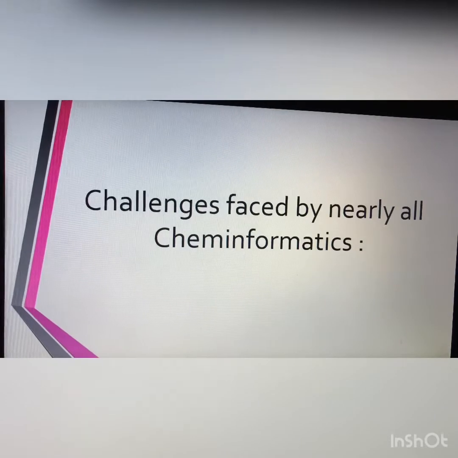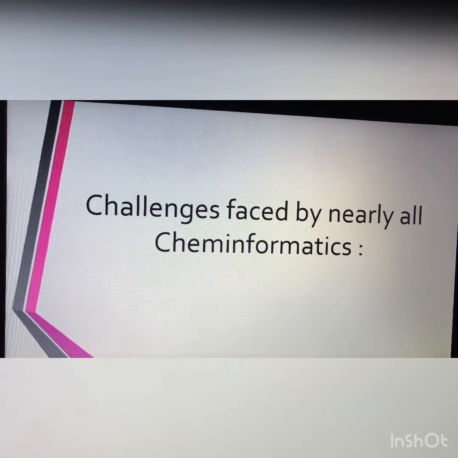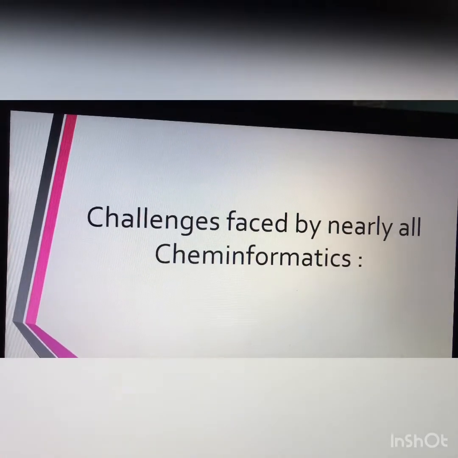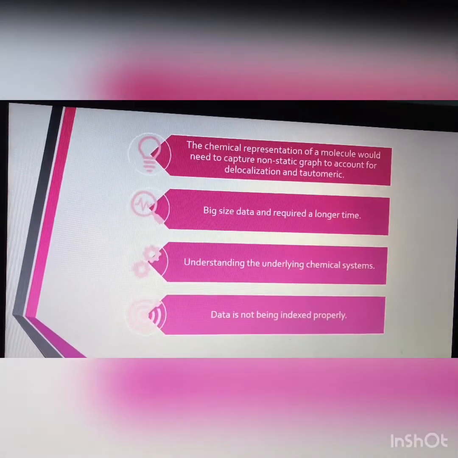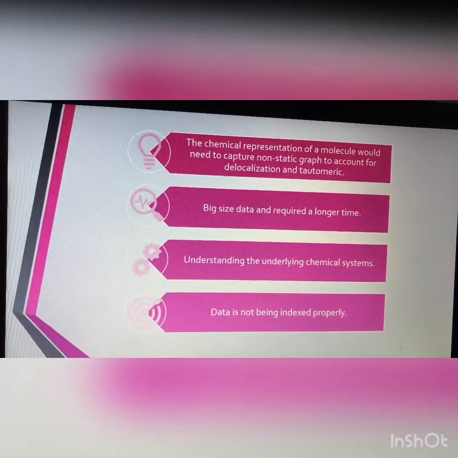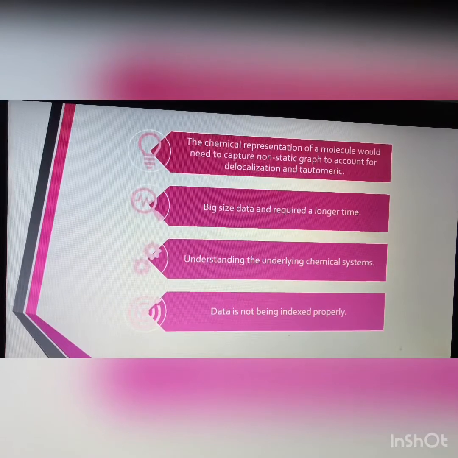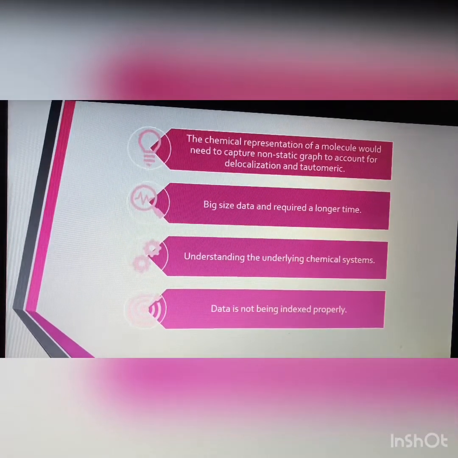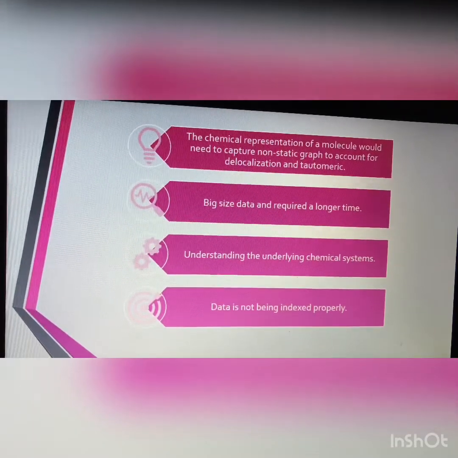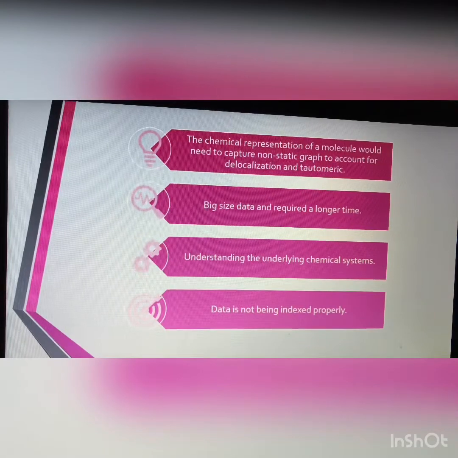Next, some challenges that are faced by nearly all Cheminformatics. First, the chemical representation of a molecule will need to capture a non-static graph to account for delocalization and tautomerism. Second, big data size requires a longer time. Then, understanding the underlying chemical systems. And the last one, data is not being indexed properly.